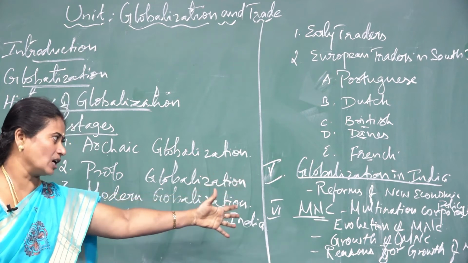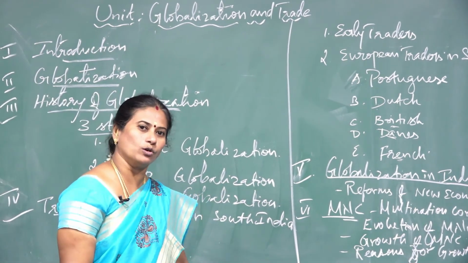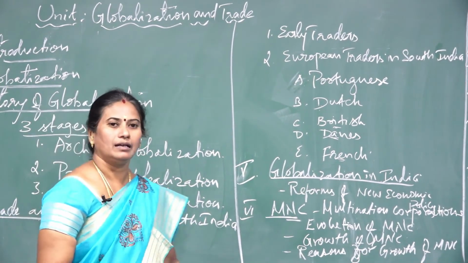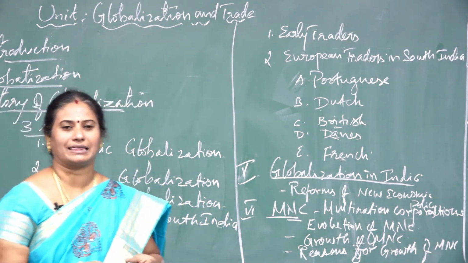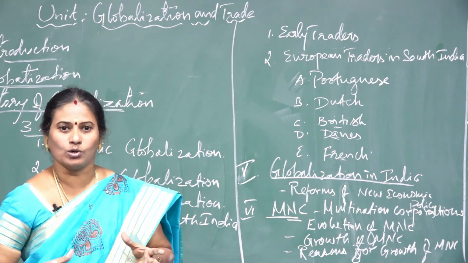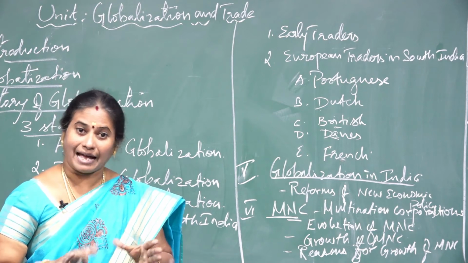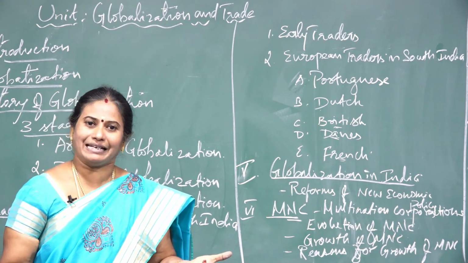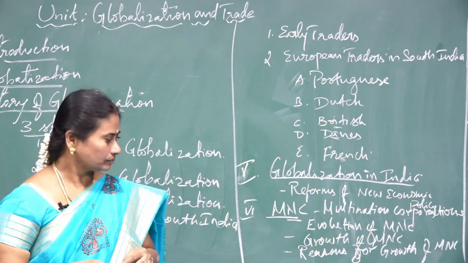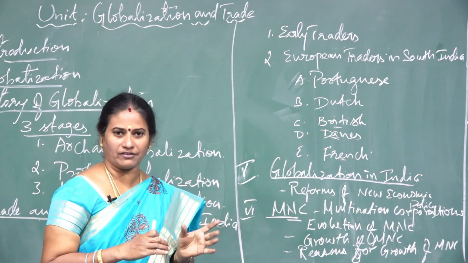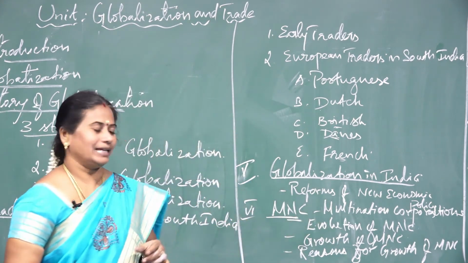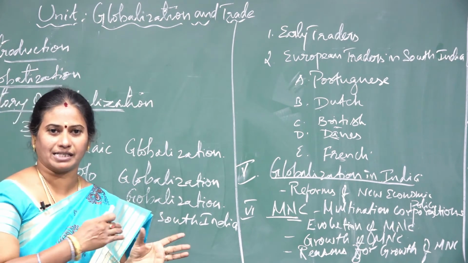Now by this I have completed globalization. Now I am going to explain about MNC. MNC means multinational corporation. A multinational corporation is a corporation which owns and controls the production of goods and services in one or more countries other than the home country. It is called a multinational organization, otherwise known as a transnational enterprise. This is the introduction of MNC. Now, I am going to explain the evolution of MNC. Evolution means how it has arrived.